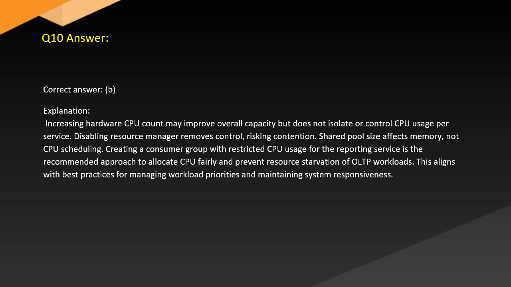Creating a consumer group with restricted CPU usage for the reporting service is the recommended approach to allocate CPU fairly and prevent starvation of all workloads. This aligns with best practices for managing workload priorities and maintaining system responsiveness.